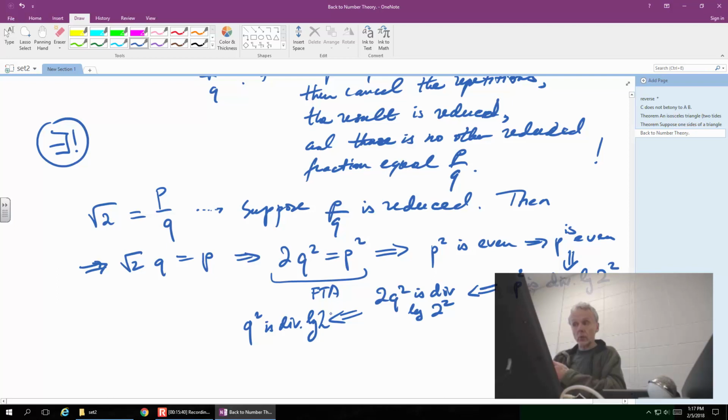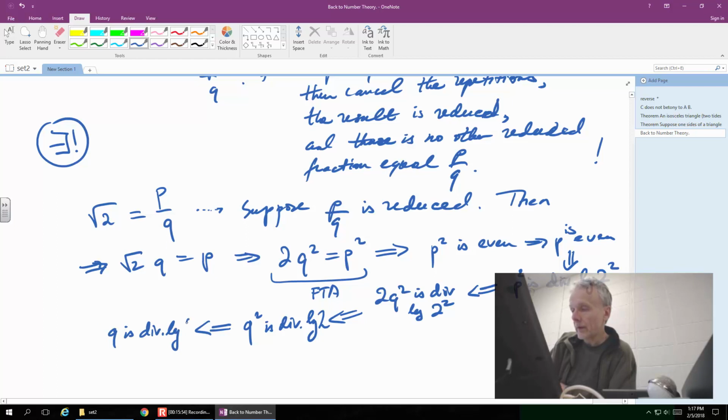But then if we reduce that 2 over there, we're just canceling out those primes, and we conclude that q squared is divisible by 2. And then once again, we conclude that q is divisible by 2. Okay, and finally, in other words, it's even.